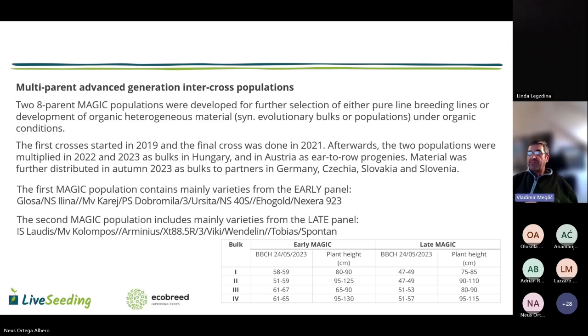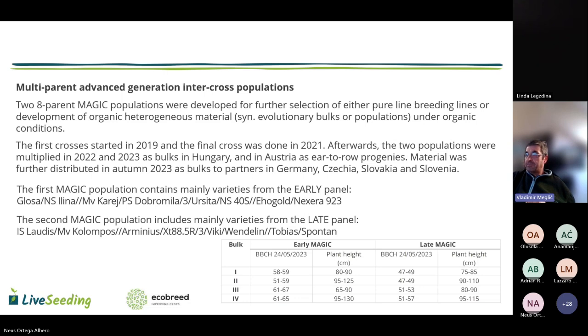And below we have a description of varieties that formed the early panel and the late panel. So I'm not gonna read out all the varieties, but those are all the varieties, either the established and popular varieties with the farmers, or already new varieties that were just being developed by the breeders that were partners in the EcoBreed project.